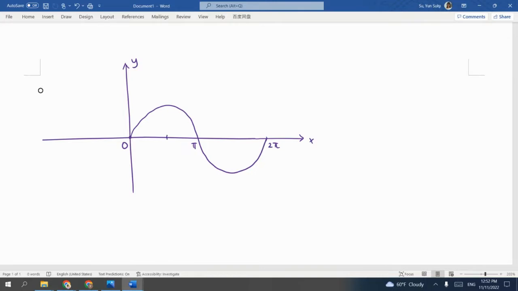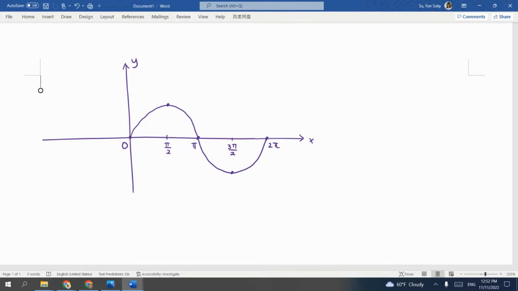Therefore, in the middle here is pi over 2, and here the middle is 3 pi over 2. So these are the 5 key points you want to draw when you're asked to graph a sine function. You draw those 5 points and then you just connect them smoothly. Some problems in the exam will ask you to find the sine value of some angle.